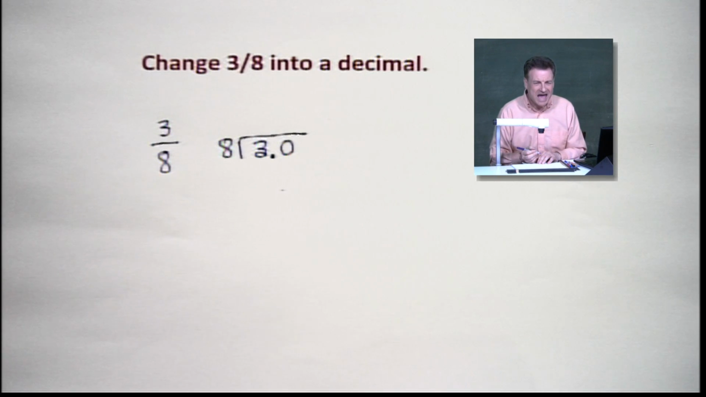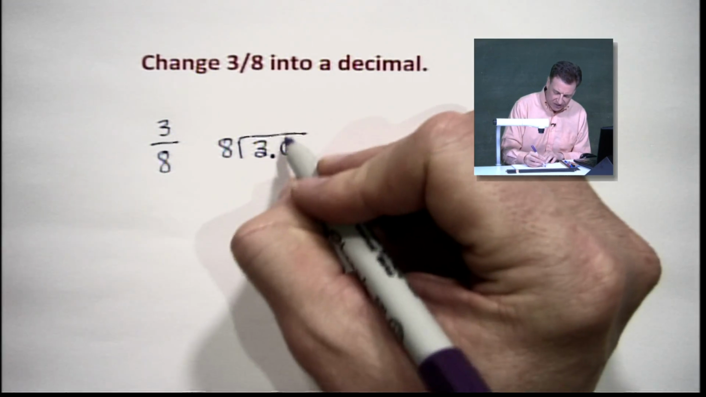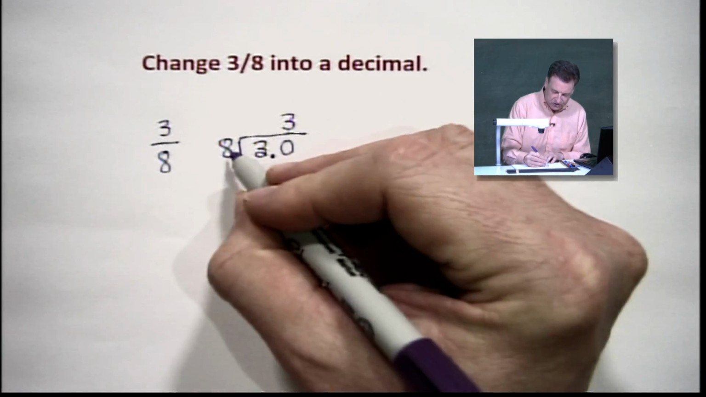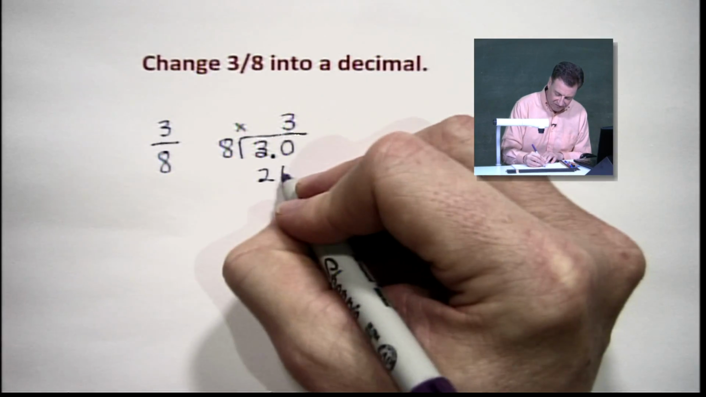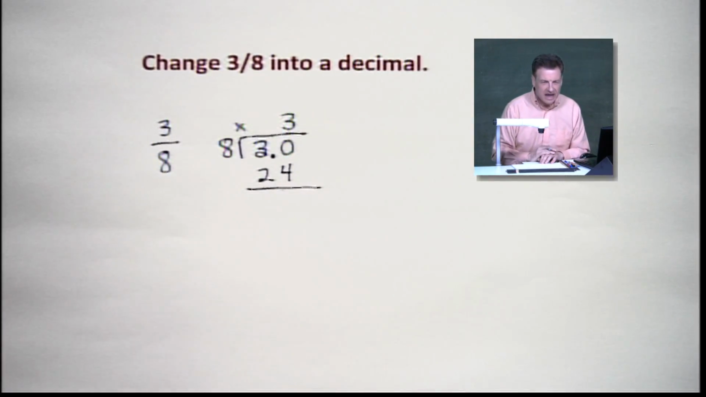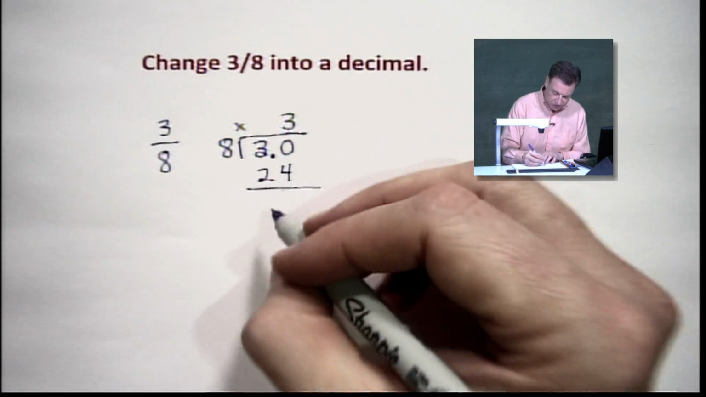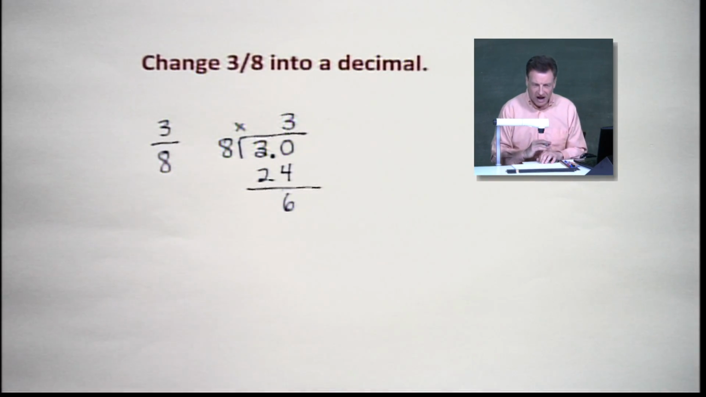And when we divide 8 into 30, it doesn't go evenly. Doggone, it doesn't, does it? No. So we're going to take it in 3 times, because 3 times 8 will give me 24, and that's under 30. That's okay. When I subtract, I get 6. That's under 8. That's even better, all right? So we're on the right track.